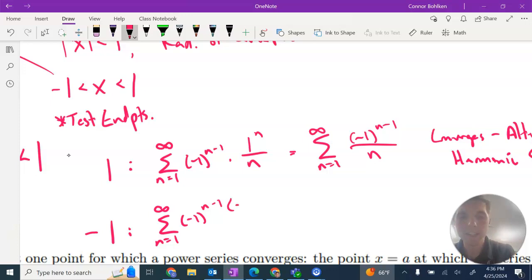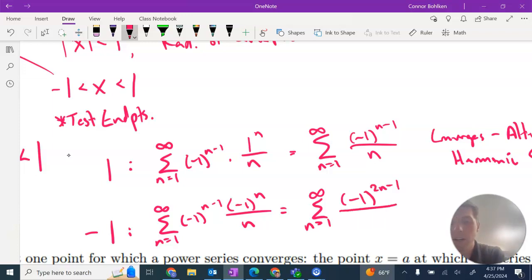Negative 1 looks like this: negative 1 to the n, all over n. Now, this can be tricky because we have 2 alternators, and we need to check and see if it's still alternating or if it's no longer alternating. We've got to combine our bases to check this. So our bases would be negative 1 to the, add exponents, right? So it's to the 2n minus 1 all over n. And now our question is, does that still alternate?